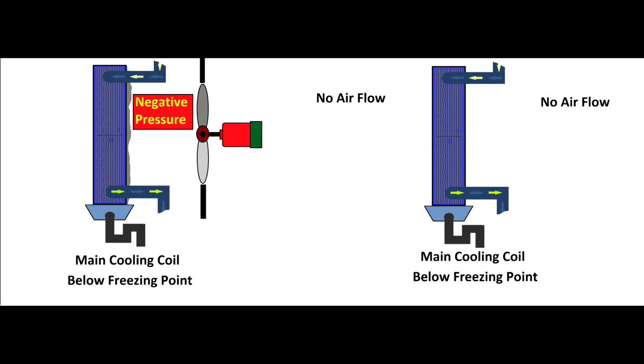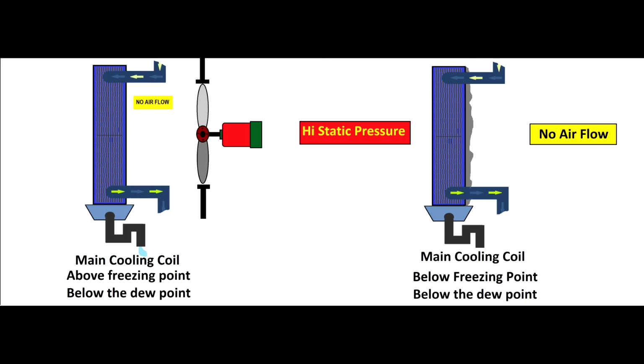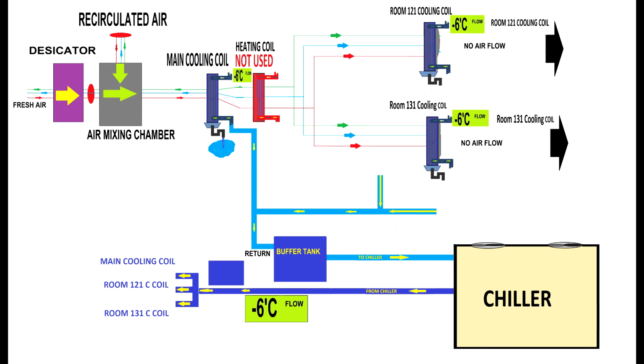Please stay with me, learn more about what happens when the coil is icing up, when you run the heat exchanger using glycol below 0 degrees. As you will see here, you have a negative pressure in between the fan and the heat exchanger, and the heat exchanger is iced up. And now the right hand side heat exchanger is icing up. You have a high static in between the fan and the main cooling coil, and no airflow after the cooling coil.